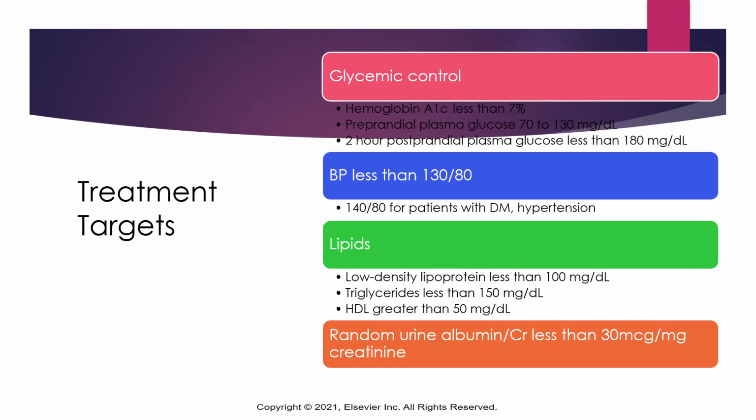Lipids, we want LDLs less than 100, triglycerides less than 150, and HDL greater than 50. Anytime we check a random urine albumin, we want albumin to creatinine less than 30 micrograms per milligram of creatinine.